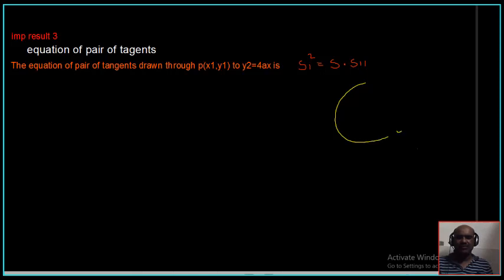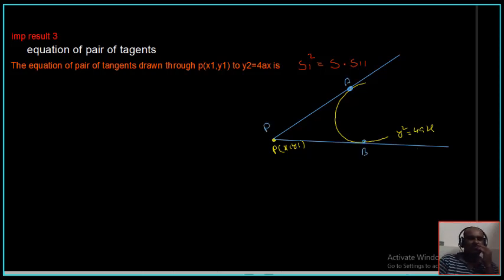This is a parabola, y square equal to 4x. This is the external point P (x1, y1). Through this point, tangents are drawn. This is one tangent, this is another tangent. Let us assume that the points of tangency are A and B. Let PA and PB be tangents drawn through P.